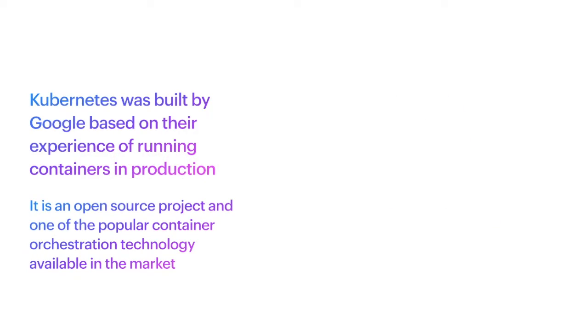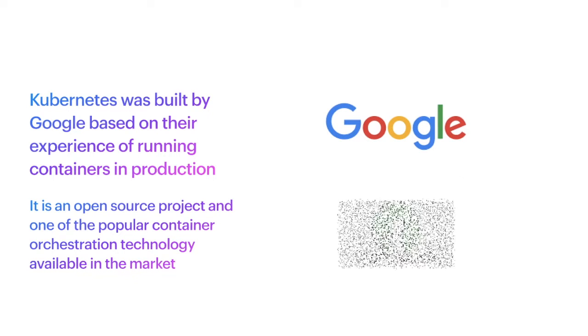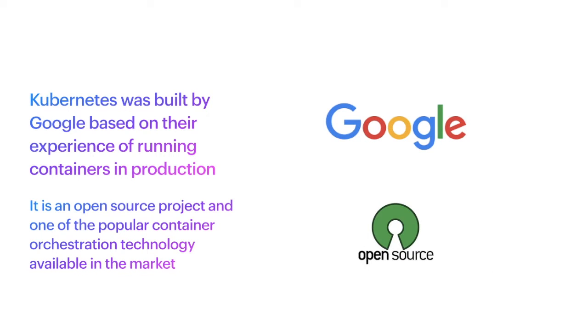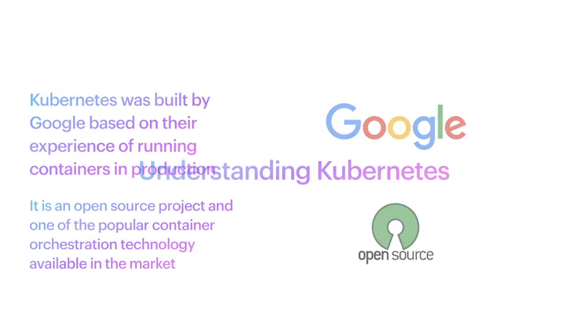Kubernetes was built by Google based on their experience of running containers in production. It is an open source project and one of the popular container orchestration technologies available in the market. We have a lot of different container orchestration technologies available in the market such as Docker Swarm, Ansible, Apache Mesos, and a lot more. So now first let's understand what Kubernetes is.